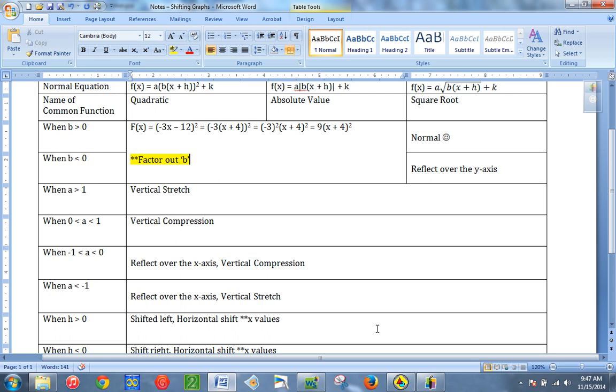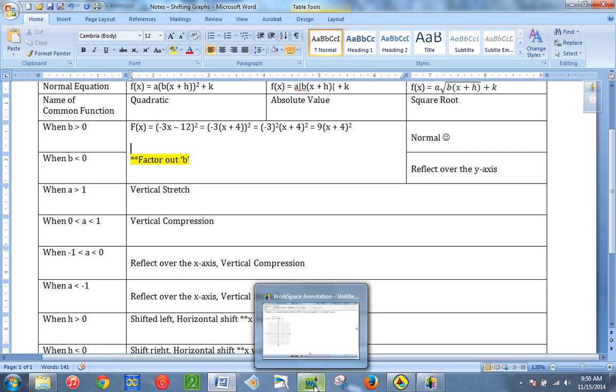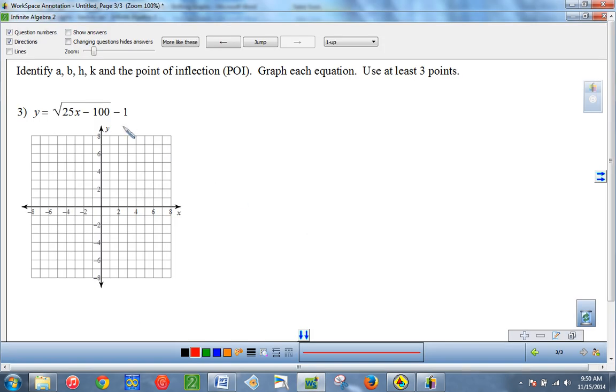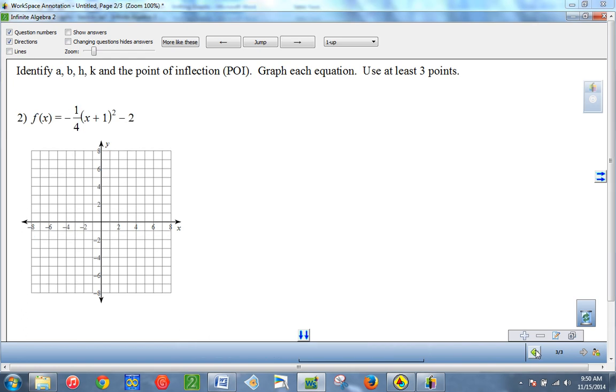Okay? So when I ask you for your a, b, h, and k value, I want this value for your h value. Okay? B should always be 1. So let's take a look at a couple problems on the back. Go ahead and flip over. This is the third one, so I'll sneak backwards.